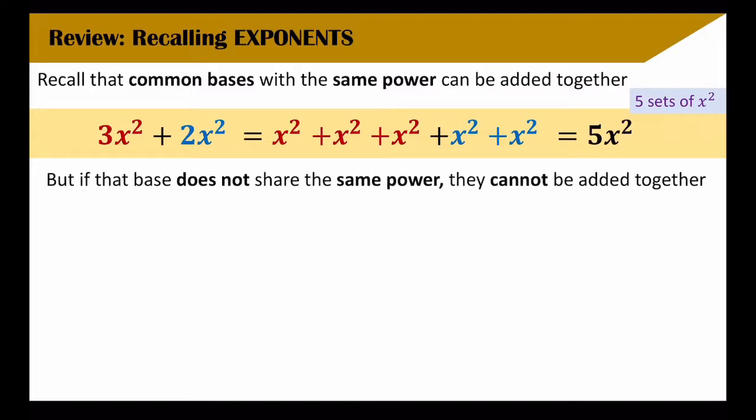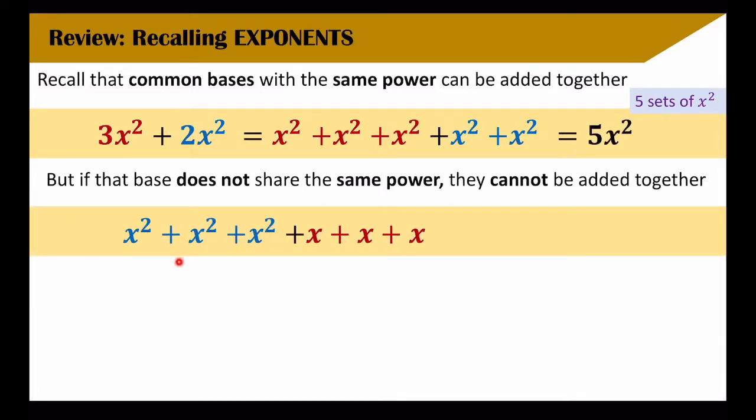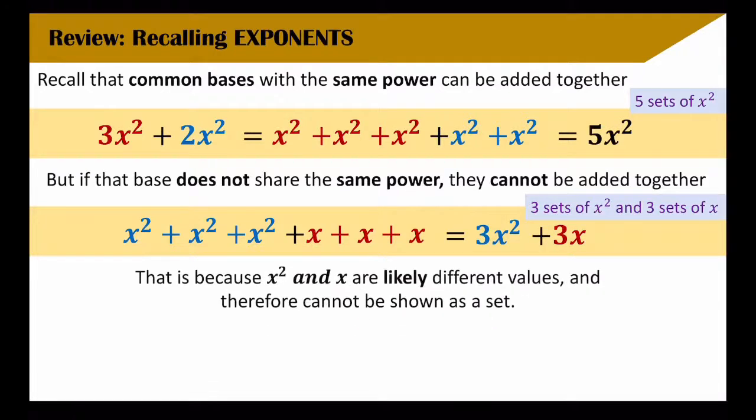But if that base does not share the same power, they cannot be added together. In this case, you need to understand that when we're squaring something, this is a completely different number often than it would be if it was not squared. There are some exceptions to that, but we don't know what x is, and so we separate them. So in this case, I have 3 x squareds and 3 x's. This would be as compressed as I can make this expression. That is because x squared and x are likely different values and therefore cannot be shown as a set.